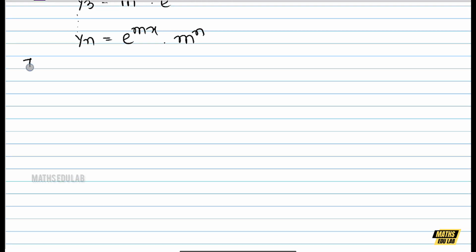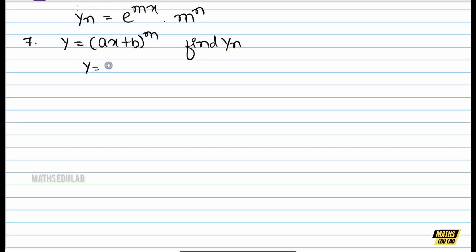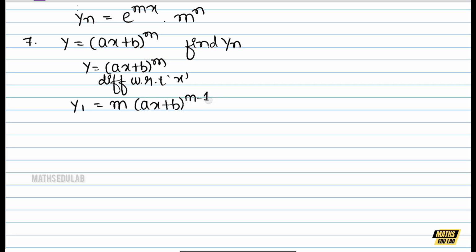Then the seventh standard form is y is equal to (ax plus b) to the power m, and we find the nth order derivative. Here again I can write this as (ax plus b) to the power m. Now we have to differentiate with respect to x. On differentiation, y1 is equal to m times (ax plus b) to the power m minus 1, and the derivative of ax plus b will be a.